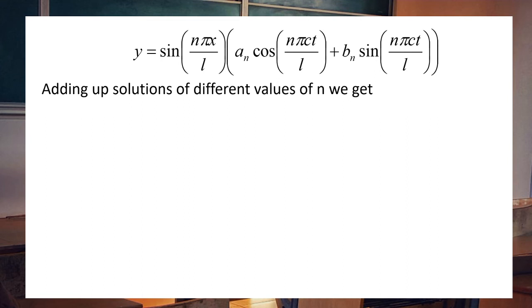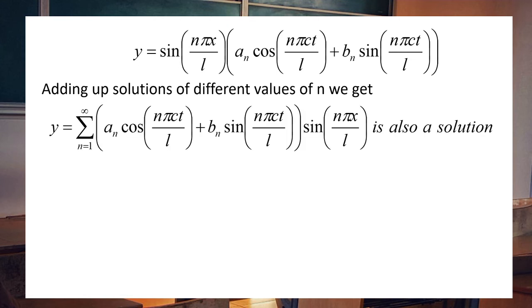And we know the superposition of solutions. That means if we take the sum of different solutions, we again get a solution of the differential equation. That is known as the superposition principle of solutions of a differential equation. So if we take the sum of the solutions corresponding to n equal to 1 to infinity, we get our new solution as y equal to sigma n from 1 to infinity [an cos n pi ct by L plus bn sin n pi ct by L] into sin n pi x by L.